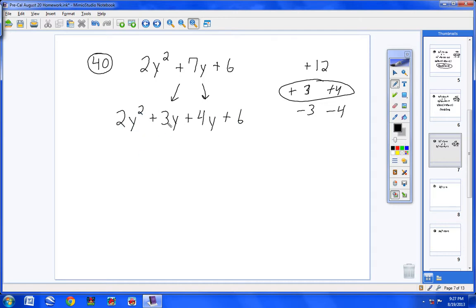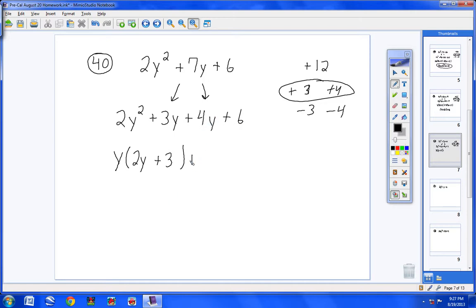Now, let's look at our first two terms. I have a 2 and a 3 for their coefficients. There's no number that goes into 2 and 3 evenly. However, I have 2 y's here and 1 y here, so I can factor out 1 y. So I'm left over with, well, let's see, y times 2y is 2y squared, and y times 3 is 3y.